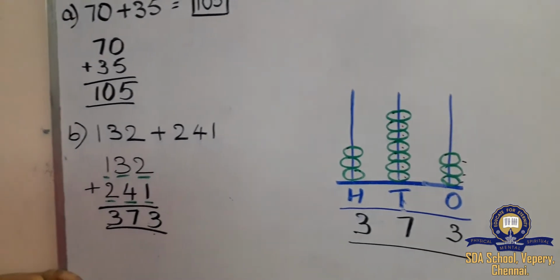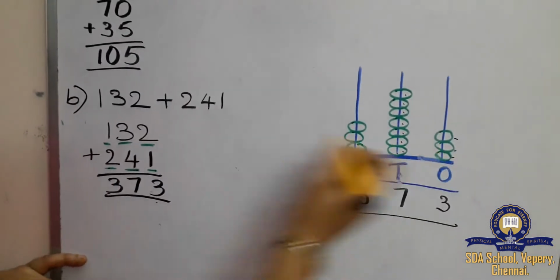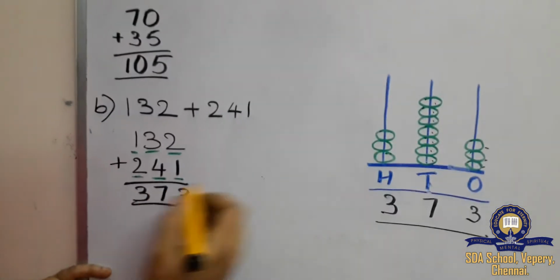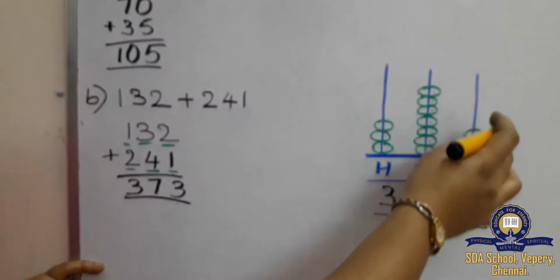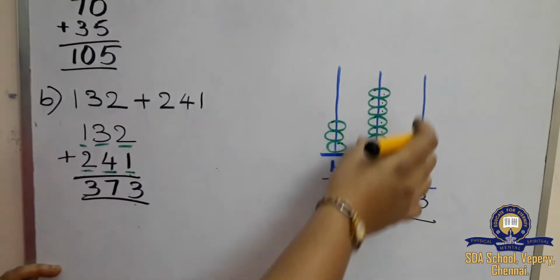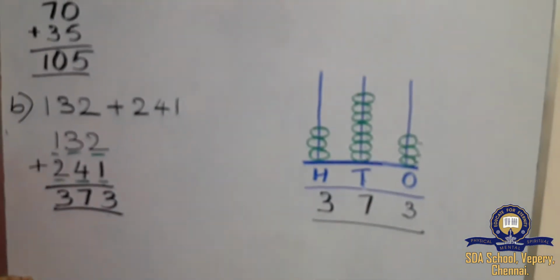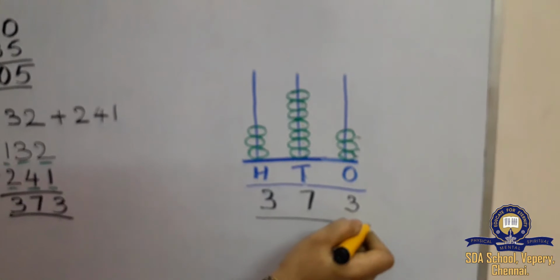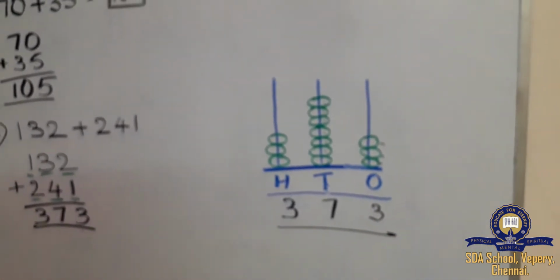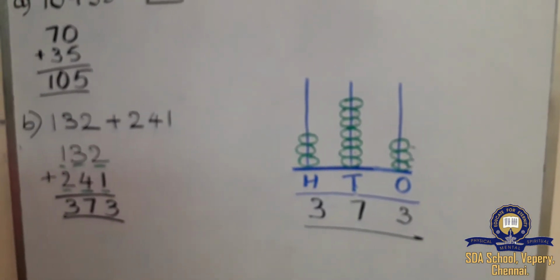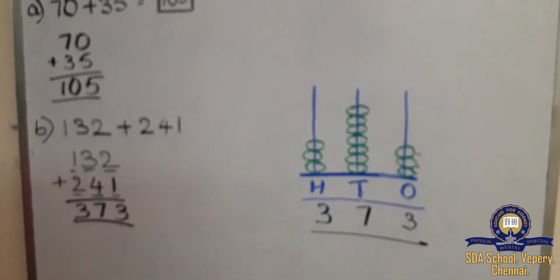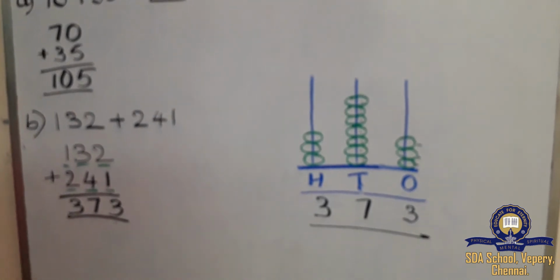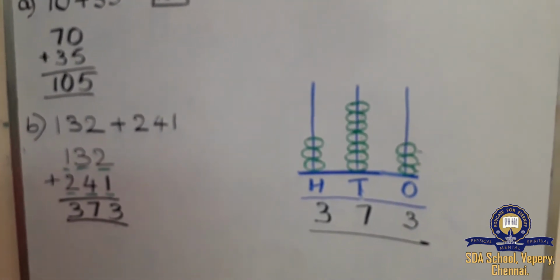373. Okay, understood? So first we take ones, tens, hundreds, and then add again the ones, tens and hundreds, and finally in the ones place we'll add, tens place we'll add, hundreds place we'll add. Okay, the final sum we are getting is 373. This is one of the methods. We'll see the next method now. I hope you understood this, right? Let's see the second one now.